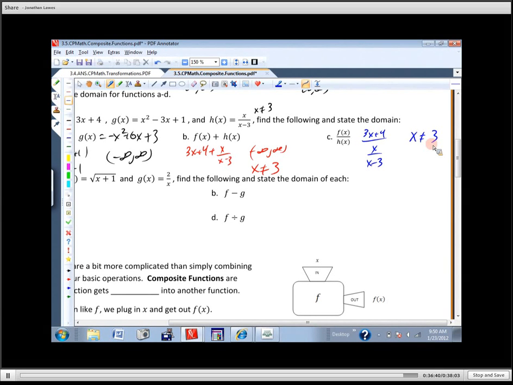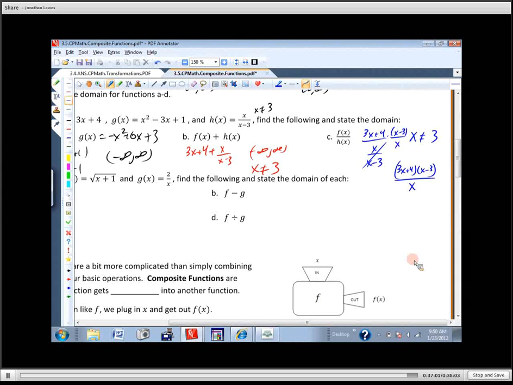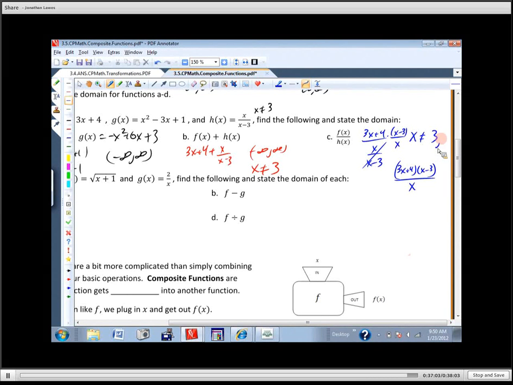Okay, now let's simplify and watch. I'm going to flip that over. So that's going to be x minus 3 over x. So if I simplify this, I have 3x plus 4 times x minus 3 over x. Now take a good look at that. Is there another number I can't plug in? Can't plug in a 0. So I also have to throw out 0.